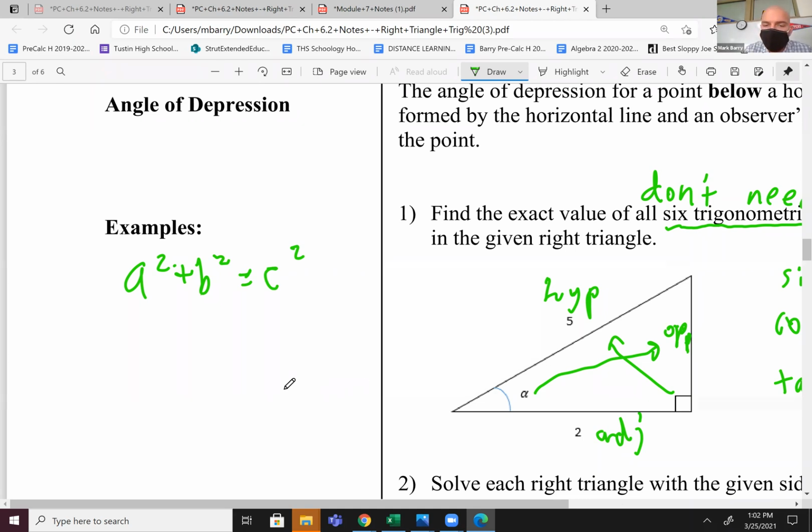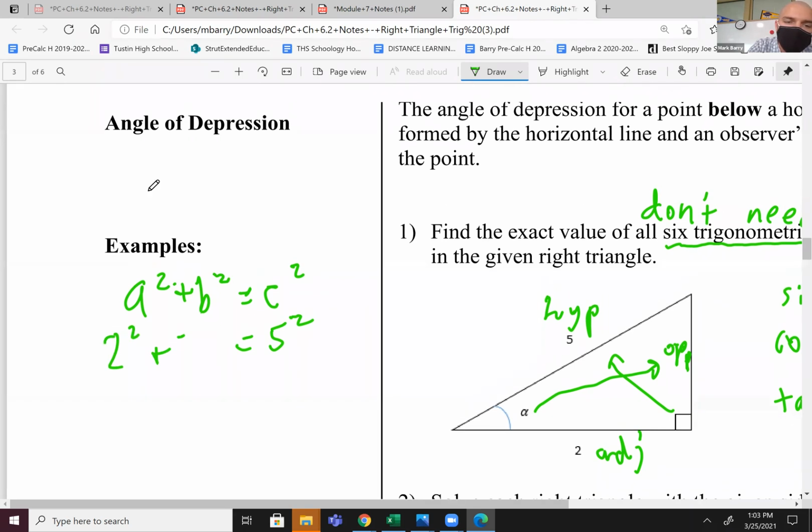All right, so what's really crucial on Pythagorean theorem, the hypotenuse has to be c. So I'll put 5 there. A and B are really interchangeable. It doesn't matter. We're adding them up anyway. So I'll go ahead and say A is 2 and B is unknown.